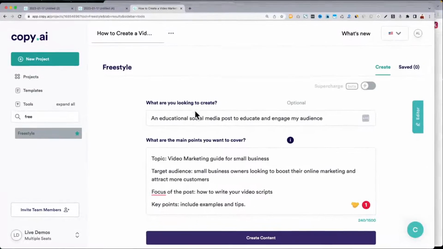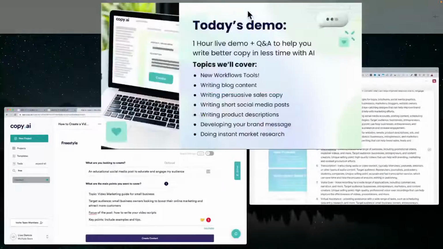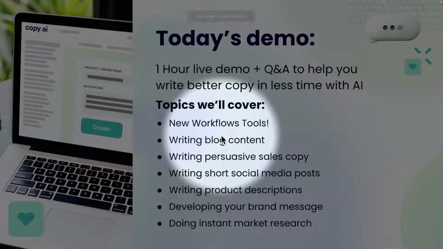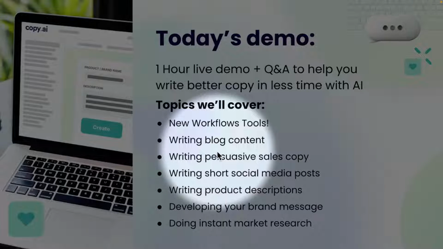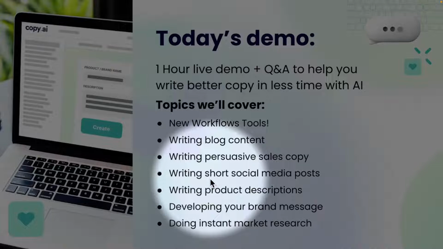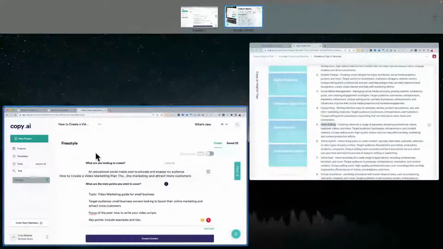All right, so let's pause there. Let me go back to our outline. We've gone through the new workflow tools, the blog writing. We'll spend a little more time now on sales copy. You saw writing social media content. The freestyle tool is great for that. There are other tools that can help you with that as well.